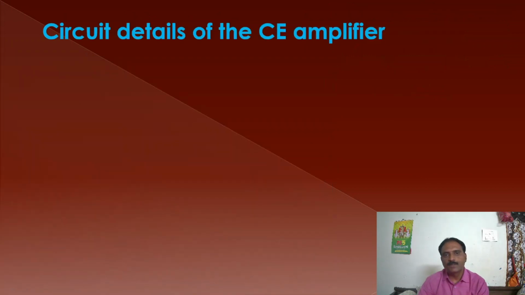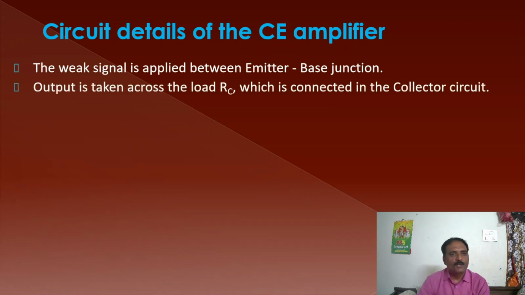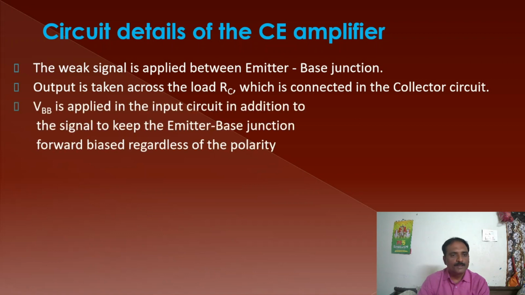So when you go for the circuit details of the CE amplifier, you know that the weak signal is applied between the emitter base junction. This emitter base junction will always be forward biased, irrespective of the signal that we apply. The output is taken across the load resistance, as we have already discussed. VBB is the applied voltage in the input circuit, in addition to the signal, to keep the emitter base junction forward biased regardless of the polarity.